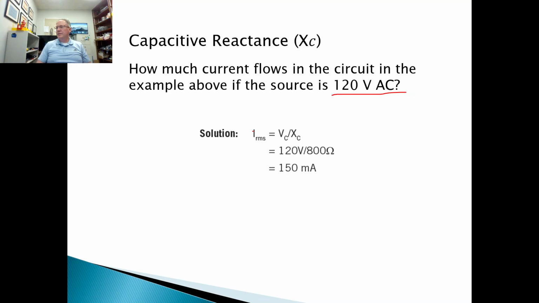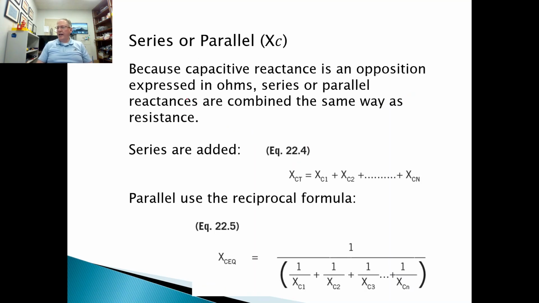All right. So then the last step here is, because capacitive reactance is an opposition expressed in ohms, the series or parallel reactances are combined the same way as resistance. So in a series circuit, X of C total equals X of C1 plus X of C2 plus all of them. It's just like RT equals R1 plus R2 plus R3 in a series circuit. It's the same with the capacitive reactance. And then parallel is the same. It's 1 over the reciprocal.